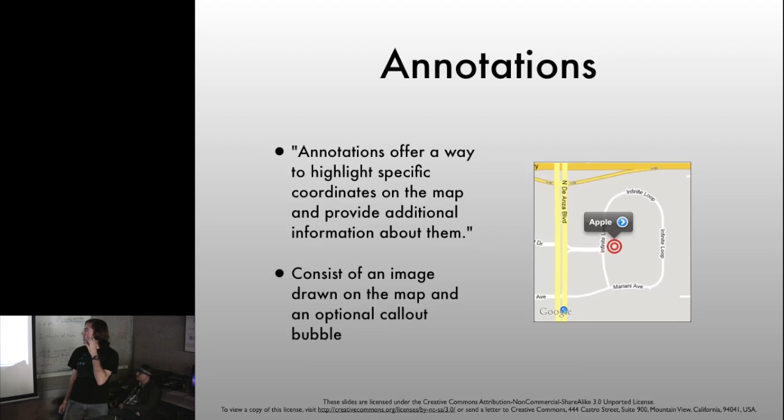So here's an example of an annotation. The motivation behind annotations is to highlight specific coordinates on a map and possibly provide information about them. Annotations include an image that's drawn on the map, and then they also have this callout bubble, which has optionally some text and optionally this button on the right that you can tap on, typically for more information. It usually takes you to another page. And these are all configurable with the annotation class.